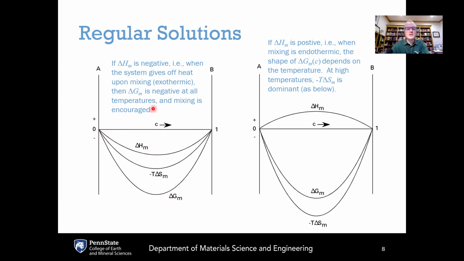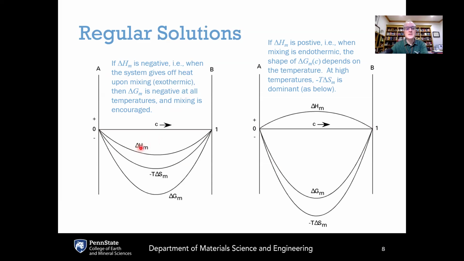Now, this left-hand plot shows the case where the enthalpy of mixing, delta H sub m, is negative. This means that the bonding between A and B would be preferred compared to the average bonding between like species. So what this means is that if you take A and you take B and you mix them together, they will want to bond to each other, and the system is going to give off heat upon mixing. And this is what's called an exothermic reaction upon mixing, because heat is given off.